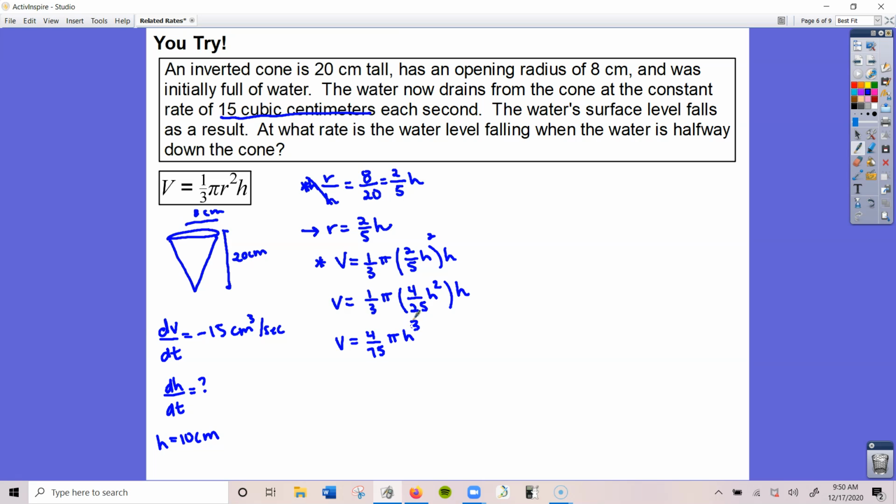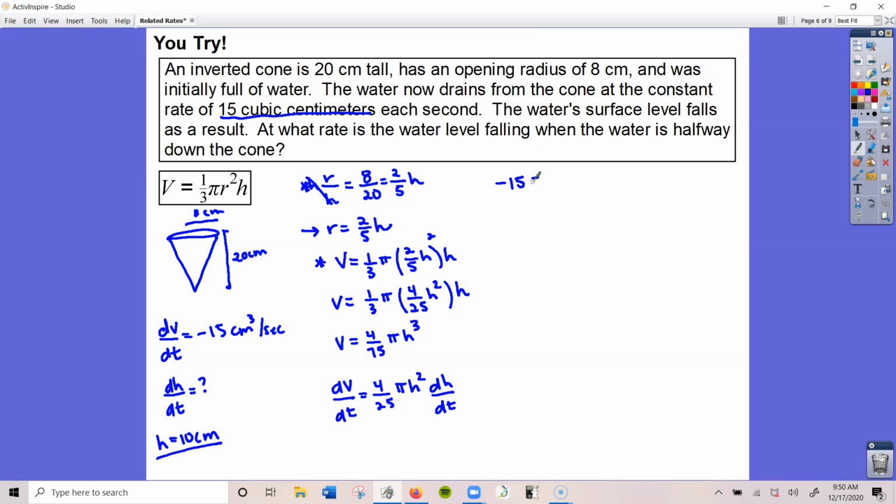And now we can find the derivative. So dV dt is equal to, when I multiply the 3 and 75, they can be simplified. So that would be 4/25 pi h squared dh dt. In this particular case, you don't need to solve for h because we are given that h is 10 centimeters. So now we just plug everything in.